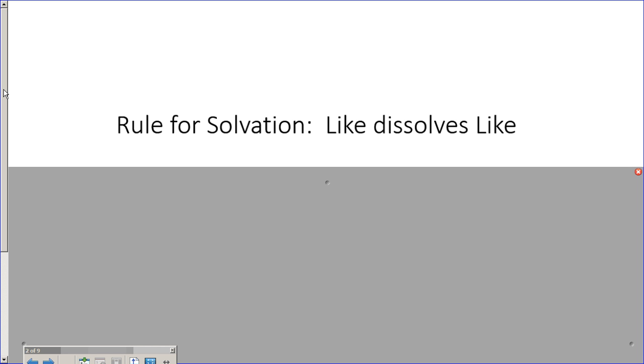This means, when we're talking about what is this like what? It is like polarities. So what we mean is polar compounds will dissolve polar compounds, and nonpolar compounds will dissolve nonpolar compounds, but polar compounds will not dissolve nonpolar compounds.